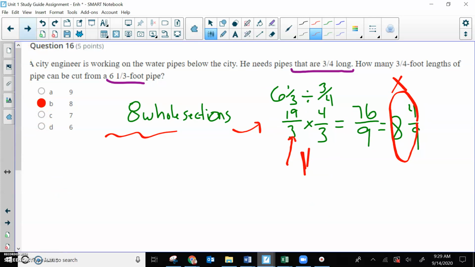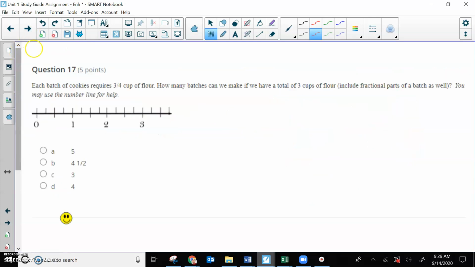Okay, let's look at question 17. Remember, as we go along with these, you feel free to stop, pause the video, and work these out again so that you understand how to do that. So here we have a total. Notice again, we have a total amount, and we are seeing how many of these groups that we see here, how many of these are in 3 cups. So how many 3/4 are in 3 cups?